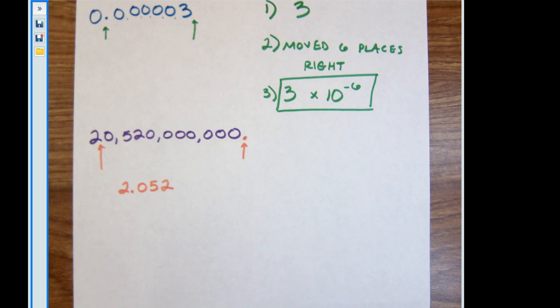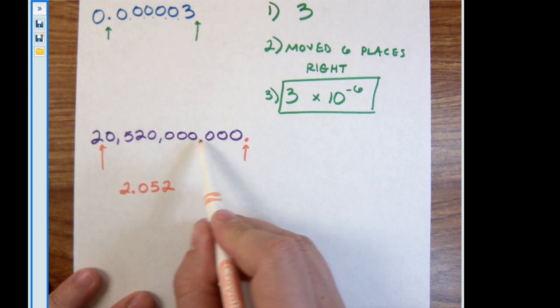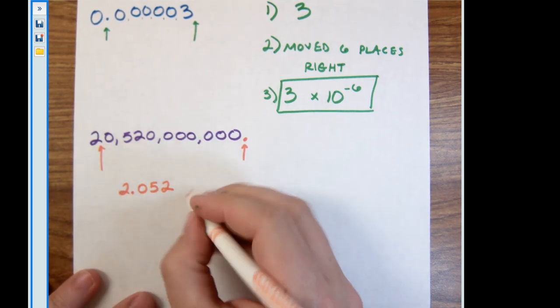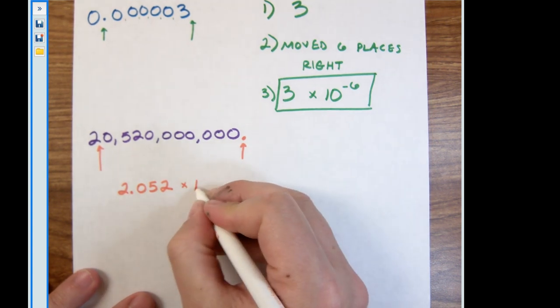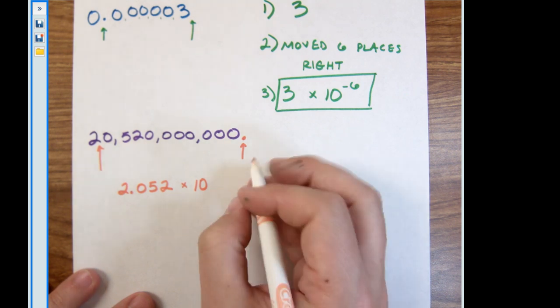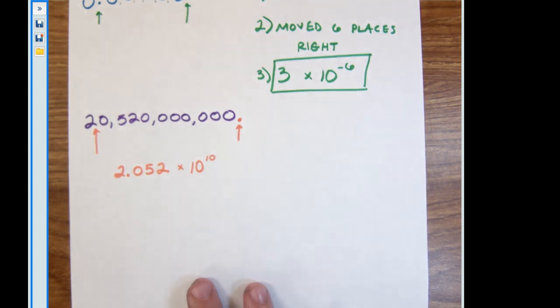How many places did I move it? 4, 5, 6, 7, 8, 9, 10. 10 to the, and is it going to be positive 10 or negative 10? Positive because I moved it to the left. So there it is in scientific notation.